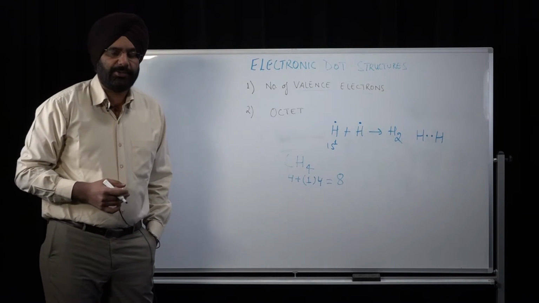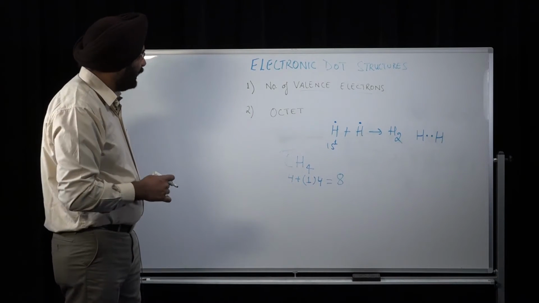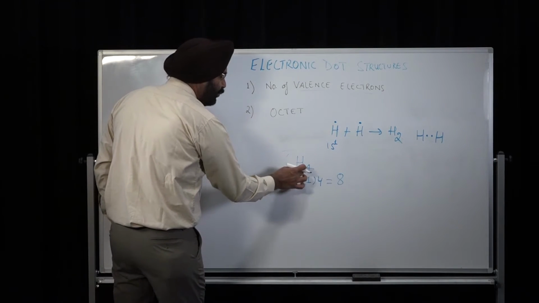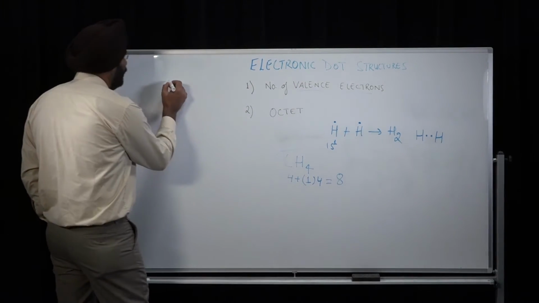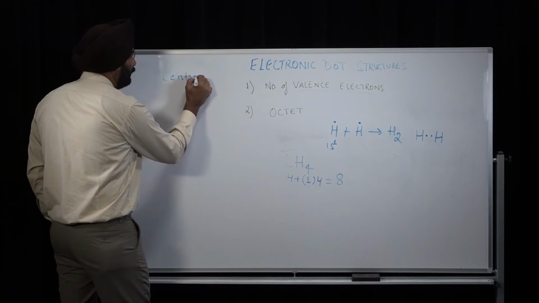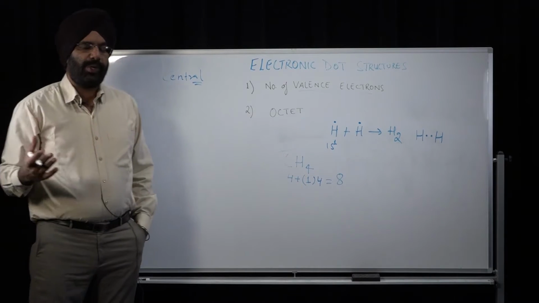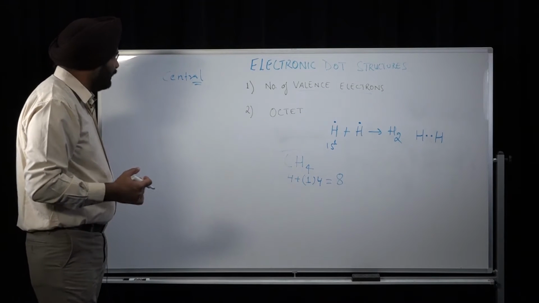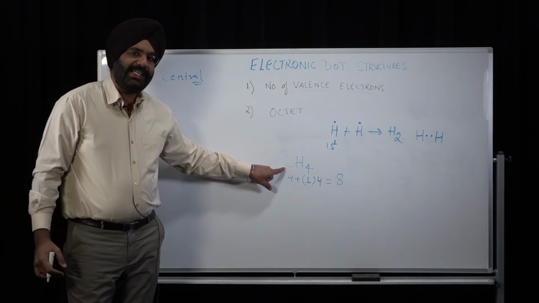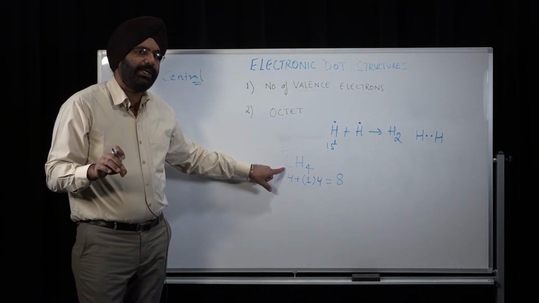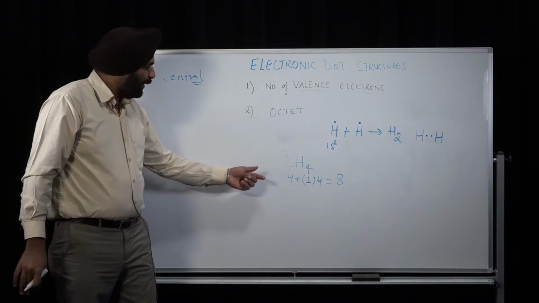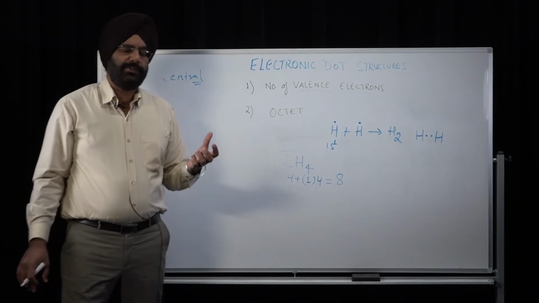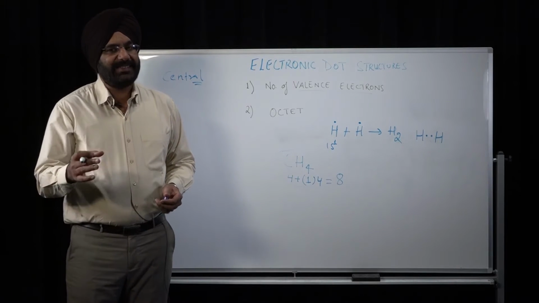So how do you write the electronic dot structure for that? For writing an electronic dot structure, what you need to consider is which out of these two is a central atom. There are various rules to figure out the central atom. One of the rules is the atom which is present in the least number, or fewer in number in a molecule, is the central atom. So when I see methane, I see 1 carbon and 4 hydrogens. That means carbon is the central atom.